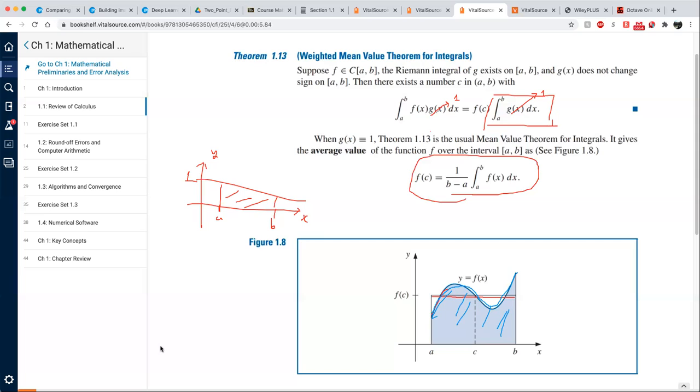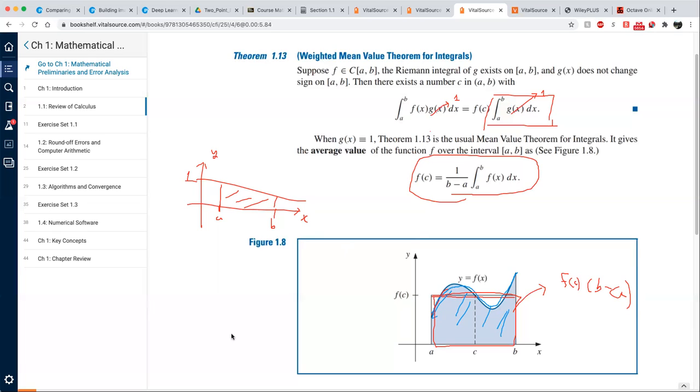Then here we need to use a red one. Okay, then we move the 1 over b minus a to the left-hand side. The b minus a times f of c is what? It's the area of the rectangle. The area of this rectangle is f of c times 1 over b minus a, right? So f of c times b minus a is equal to the area under the graph of f of x from a to b. That's the meaning of the mean value theorem for integrals.